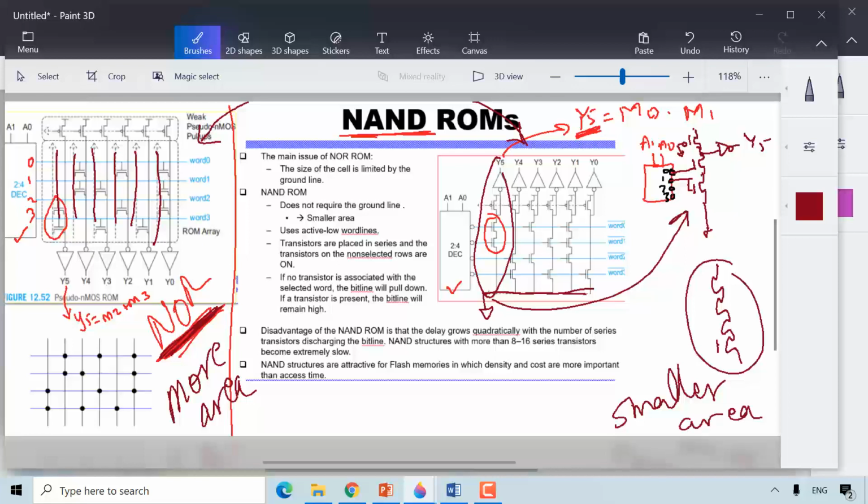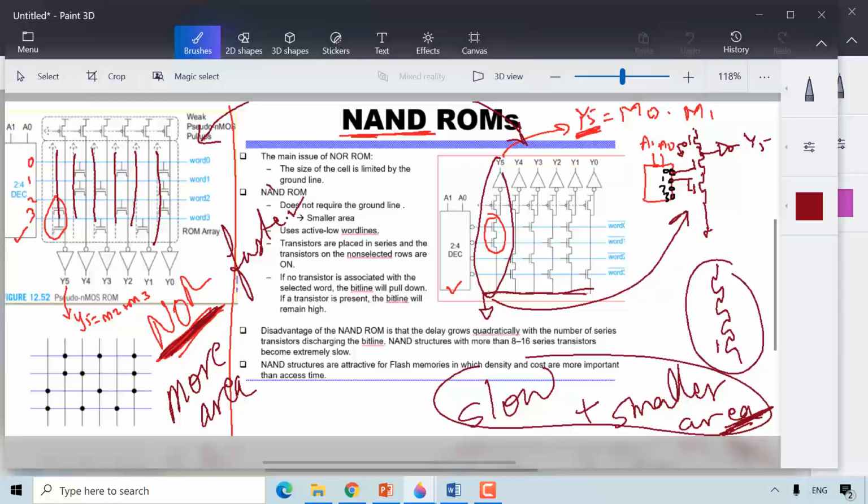And since in consumer products, and especially for flash designs, we are after smaller design, cheaper product, we prefer the smaller area over this, which is faster. Smaller area and slow, we prefer that solution over faster and more area. So the NAND ROM, because it uses one common ground versus those multiple grounds here, which increase the area, the NAND implementation wins because it saves area and provides a cheaper solution.